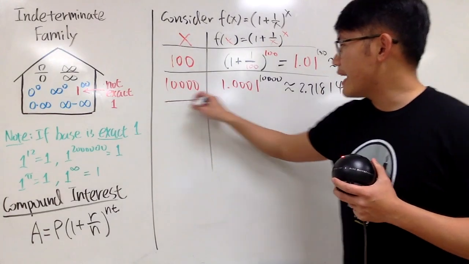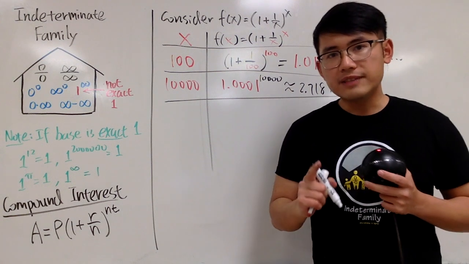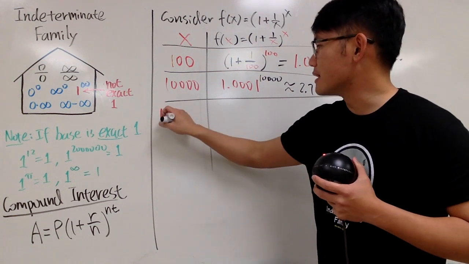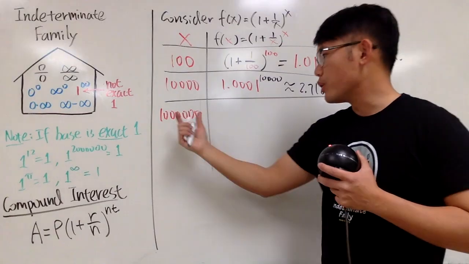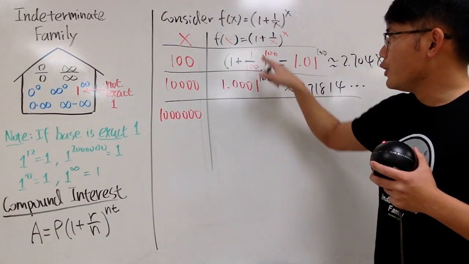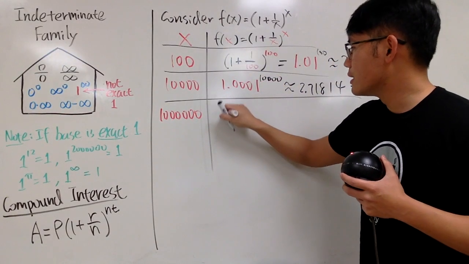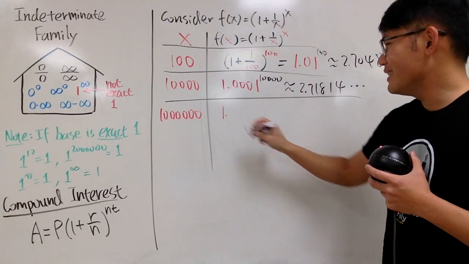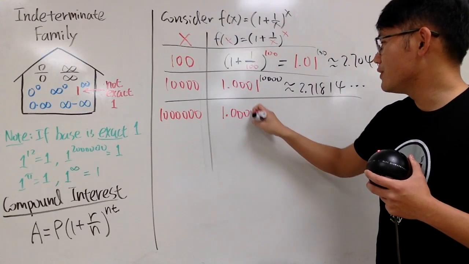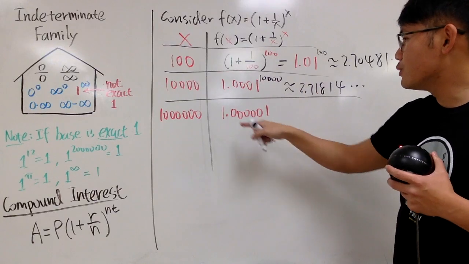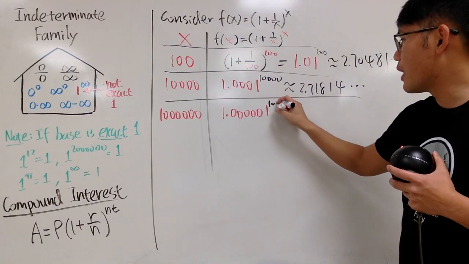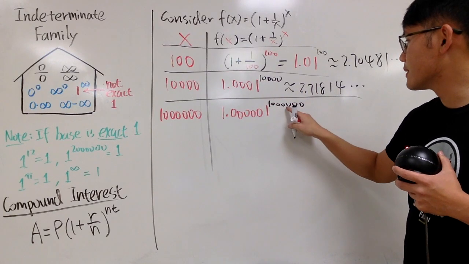And I will do it again. I'm going to increase the x value to 1 million. Let's say 1 with 6 zeros after that. And when you put this right here, you will get 1 point with 5 zeros right here, 1, 2, 3, 4, 5, and then 1. And then, of course, you take this raised to the 1 million power, like that.